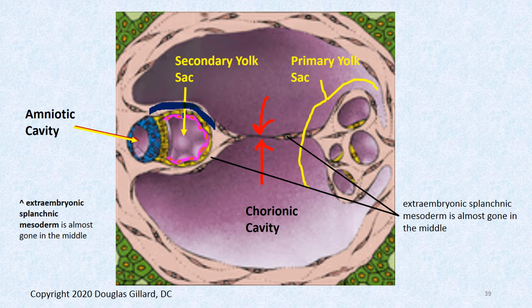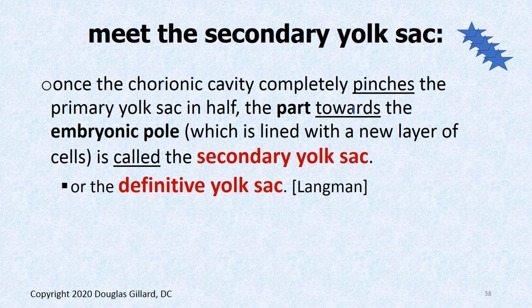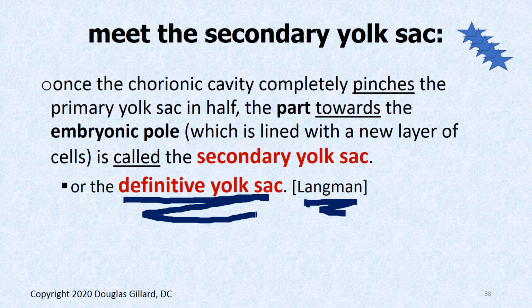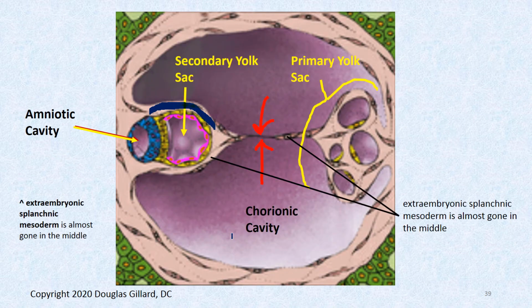All right, so we get a name change now. We can't call that primary yolk sac anymore. So they name that secondary yolk sac, and that's the degenerating primary yolk sac. Watch out again, Langman. Come on, Langman. He calls it something else. He calls it the definitive yolk sac. So there's another AKA for you.